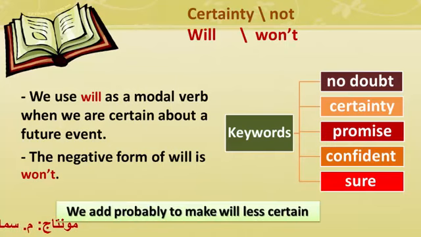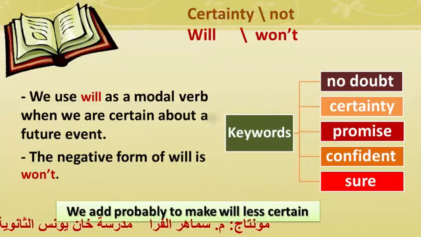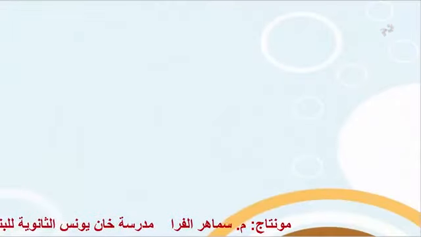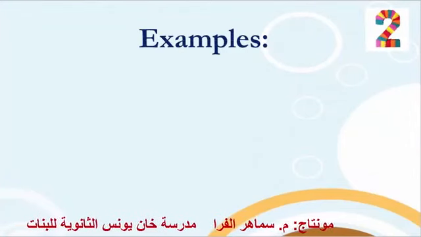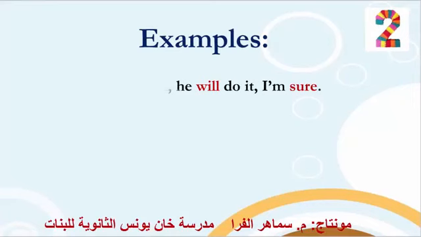Okay, we have a very important note here. We add probably to make will less certain. If we want to make the sentence or the statement less certain, we should add probably. And for the location, we will note the location from the examples here. Number 2, our examples for certainty.